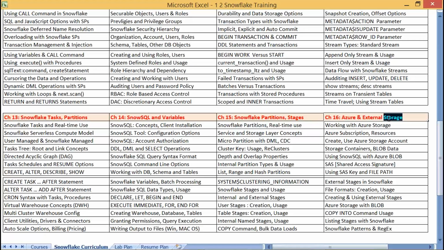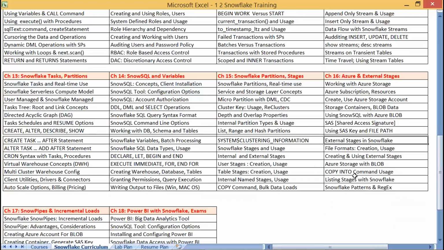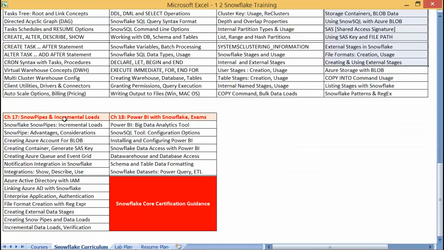In fact, these are the external stages that we'll be learning. From here comes the concept of Azure integration with Snowflake, Azure Cloud and Snowflake Cloud working together. We'll understand Snowpipes for incremental loads, a detailed understanding of Snowpipes, and Power BI with Snowflake configurations. Finally comes the Snowflake Core certification exam.